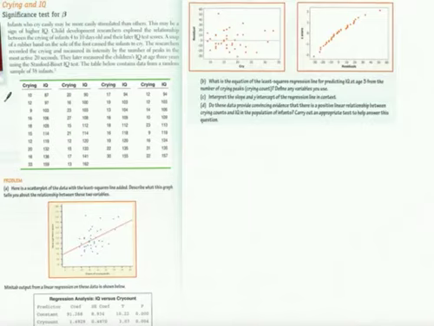Part A says, here's the scatter plot of the data with the least squares line added. Describe what this graph tells you about the relationship between the two variables.